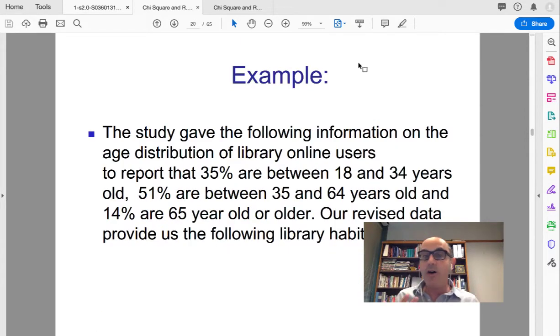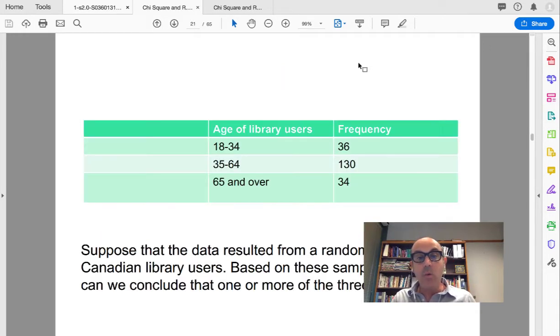The study has the following information: the age distribution of library online users reports that 35% are between the ages of 18 and 35, 51% are between the ages of 35 and 64, and only 14% are 64 years old and older. So this is the proportion of online library data that we have, and I took it from my book. Our review will give us the following information.